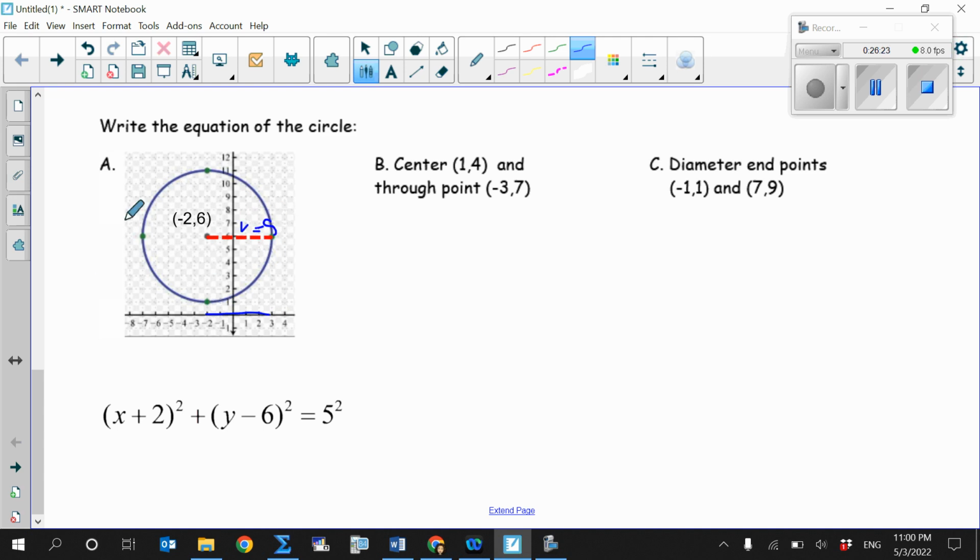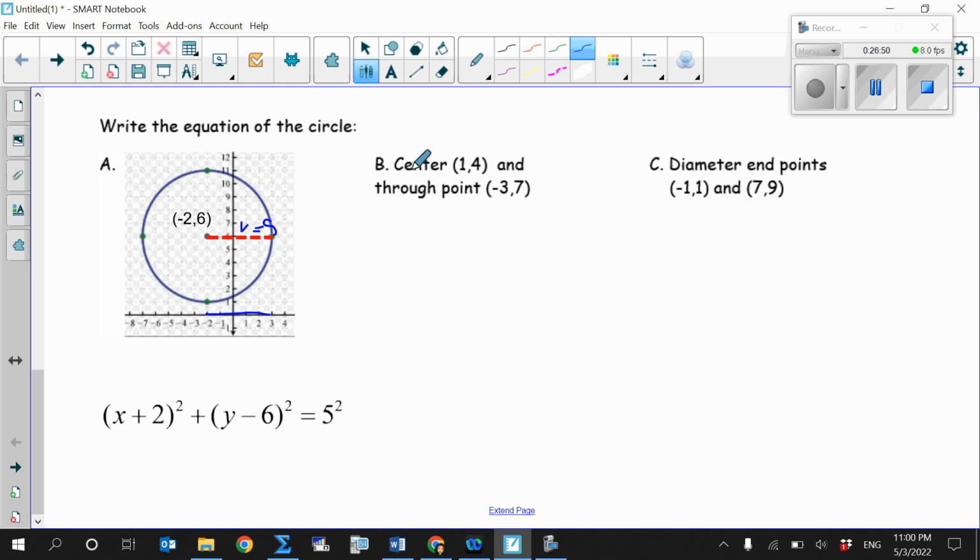Now, to write the equation, simply use the standard form. X minus h squared, which is x minus negative 2, that will be x plus 2 squared. And then y minus k, which is 6, so this will be y minus 6 squared, equal to r squared, which is 5. So this will be the equation. Now, let's see what is the next example.